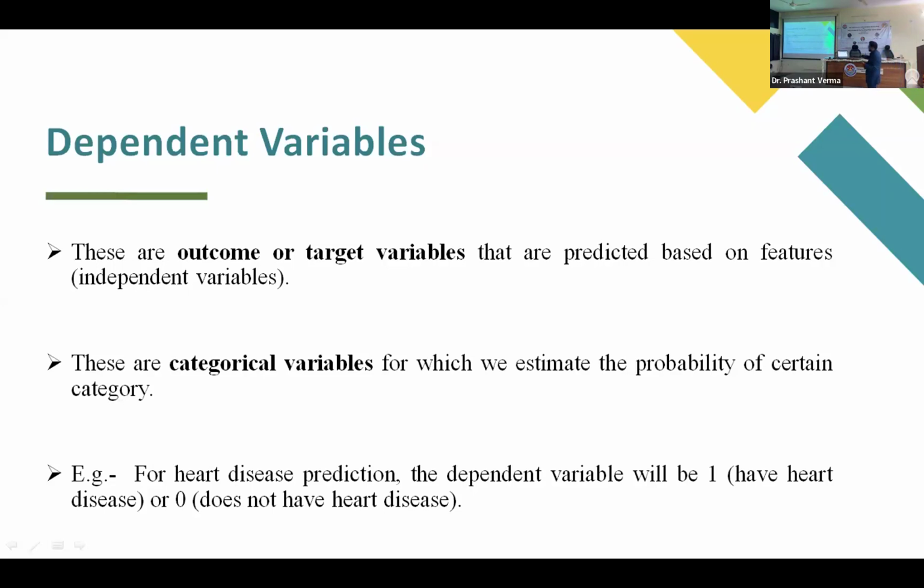Again, I think the same thing is written here. Categorical variables for which we estimate the probability of a certain category. We want to predict a particular class of the output variable. Cancer example: we want to predict if a person is going to have cancer or not. What is the probability that the person will have cancer? So for example, for heart disease prediction, the dependent variable will be 1, meaning the person has heart disease, and 0. So it's a binary kind of problem, 1, 0. We can use binary logistic regression in this case.